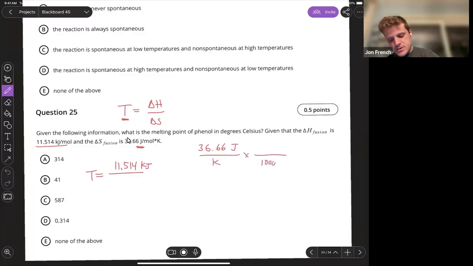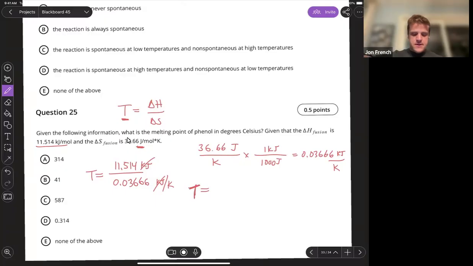We know there are 1,000 joules in 1 kilojoule. So this is 0.0366 kJ per Kelvin. So divide by 0.03666 kilojoules per Kelvin. All right, kilojoules cancel out. Kelvin does not, because we're going to get a temperature in Kelvin. So we divide: 11.514 divided by 0.03666. And I get a temperature of like 314 Kelvin.